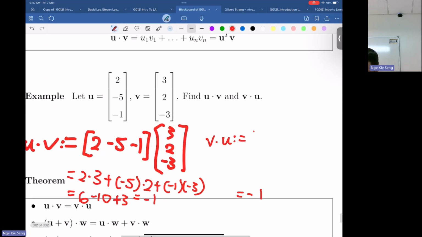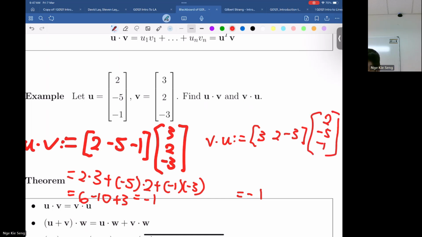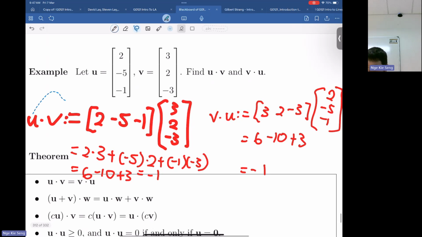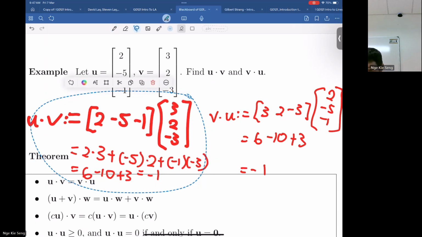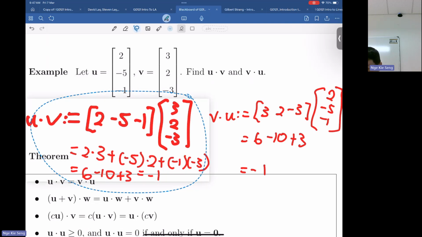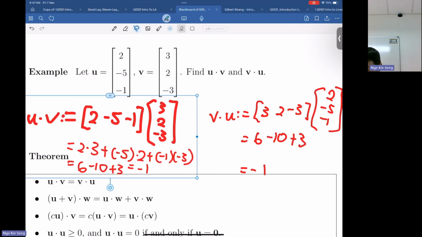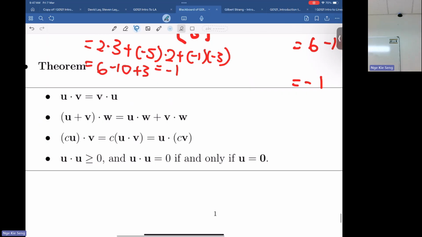One computed the answer, -1. Okay, good. So you transpose your v, and then multiply by u. So you get 6 minus 10 plus 2. Awesome. From here, what can you see? Actually, this product commutes, because your numbers commute. So there's a theorem here: u dot v equals v dot u.